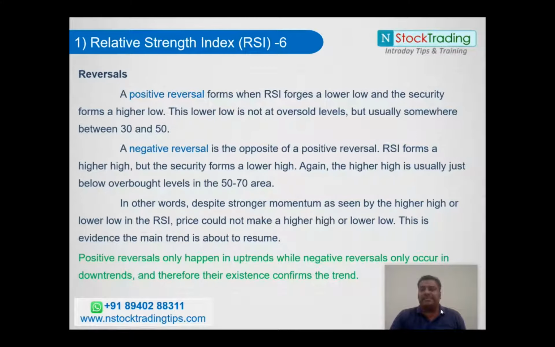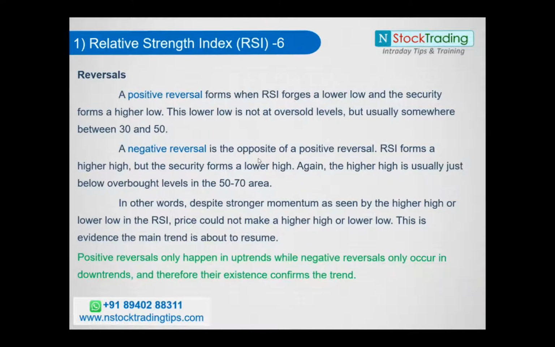Typically, a positive reversal happens in the 30 to 50 range, and a negative reversal happens in the 50 to 70 range. So this is a way to understand that the main trend, or the long-run trend, is about to resume. And please remember that positive reversals happen only in uptrends, and negative reversals happen only in downtrends. So this is to get back to the current trend from the short pullback. I've shown you and explained what divergence of RSI and reversals of RSI are and where they happen.